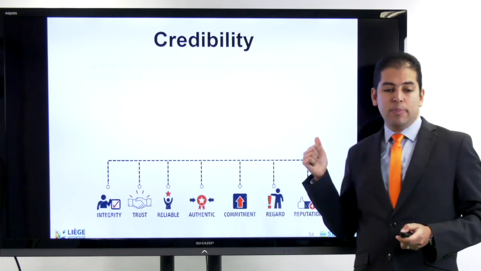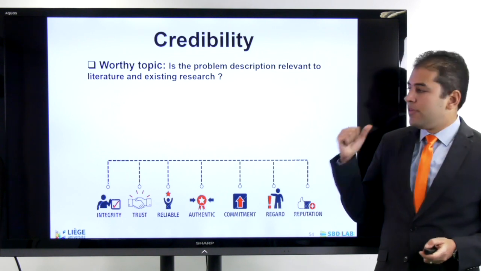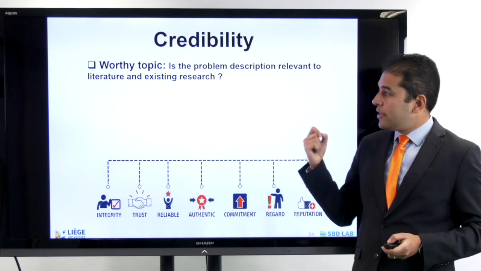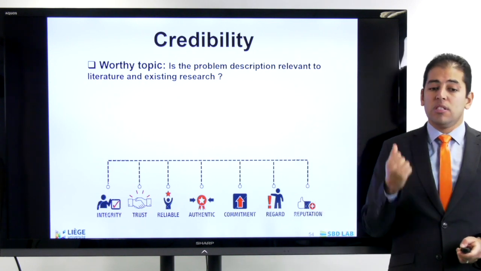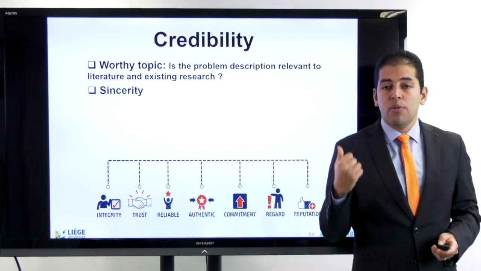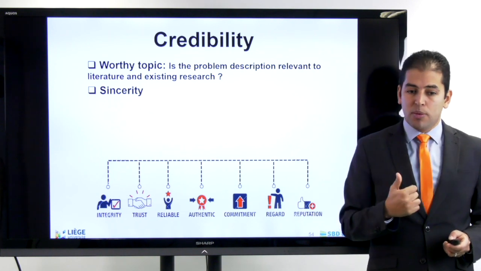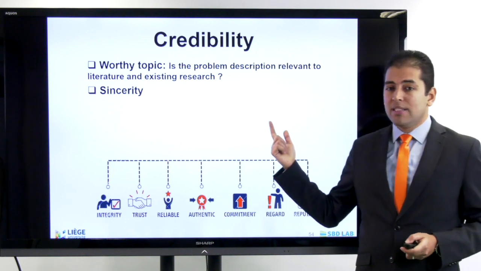First of all, we look at credibility. So we ask ourselves, is the topic worthy or not? And is the problem description relevant to the literature and existing research? This needs to be identified when you do focus group research, decision-based research publications. You need to look at the sincerity.